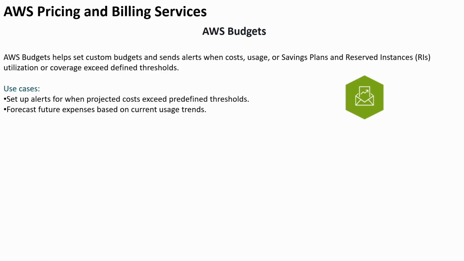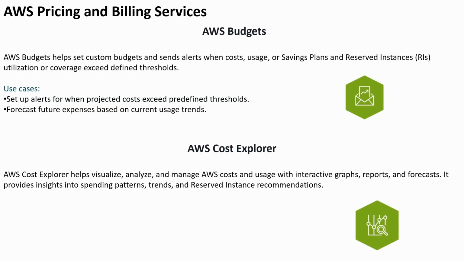Next up is AWS Cost Explorer. For the data lovers, this is where you dive deep. It uses interactive graphs to analyze historical spendings and even gives you recommendations for saving plans. AWS Cost Explorer helps visualize, analyze, and manage AWS cost and usage with interactive graphs, reports, and forecasts. It provides insights into spending patterns, trends, and reserved instances recommendations.